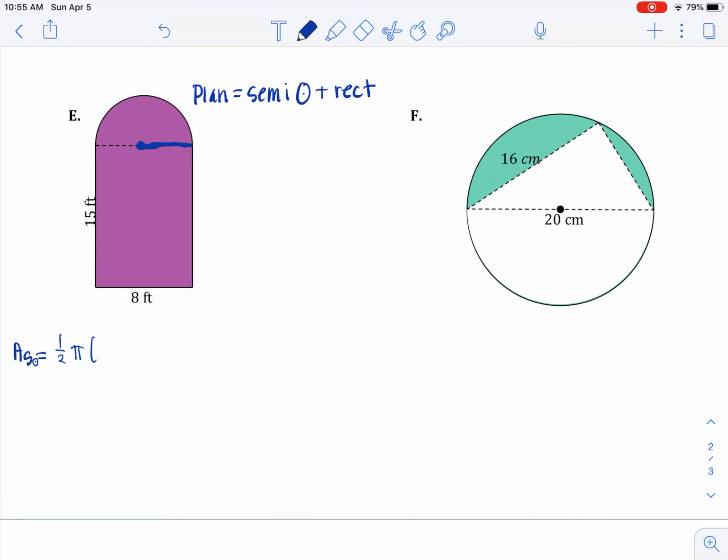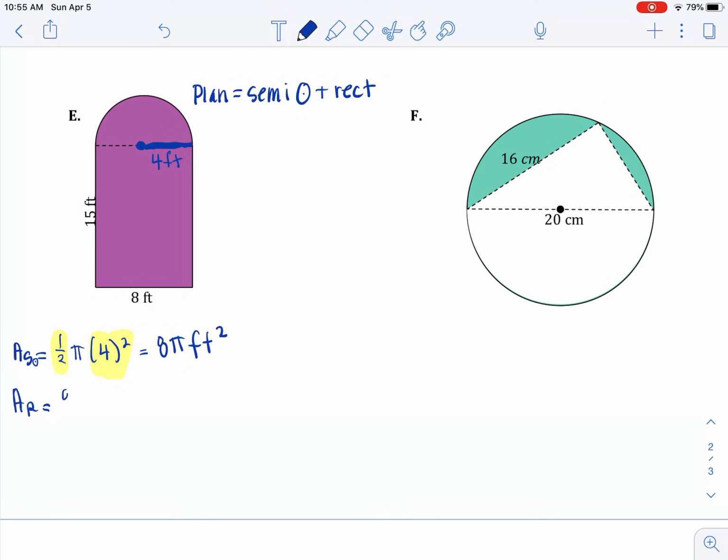I need my radius, so I need this length right here. Do I know that whole length? It's 8. So that length is 4. So the radius is 4. Once again, I'm going to get an exact answer first. So what is 4 squared? 16. What's half of 16? 8. So this is 8 pi feet squared for that semicircle.